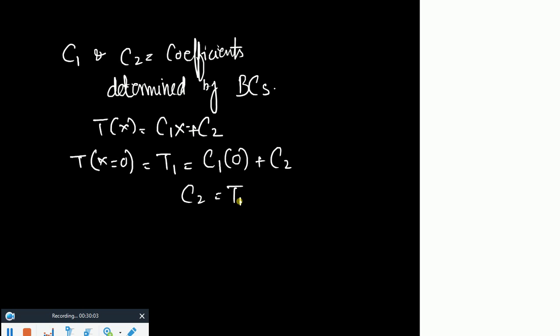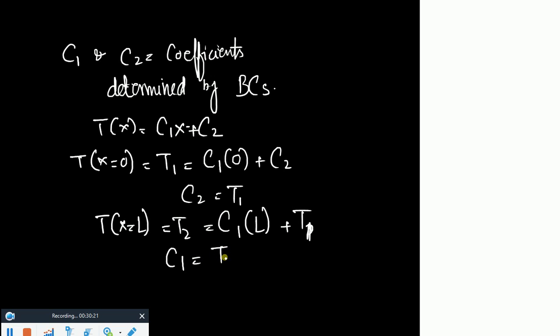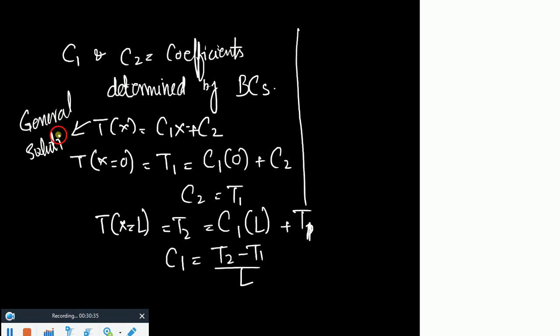Right? Similarly, T at x equals L equals what? T2. So C1 times L plus C2 needs to be equal to T2. What is C2? T1. So C1 would be equal to what? You understand that? So what is the final form of this? By the way, this is known as a general solution. A general solution, right? And once you put the boundary conditions, this is what? The particular solution, isn't it?